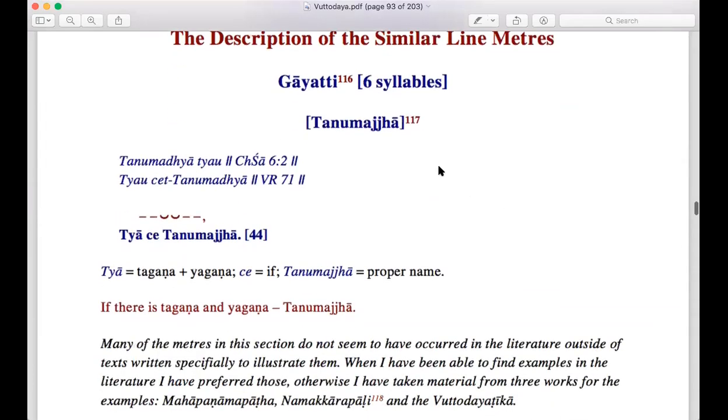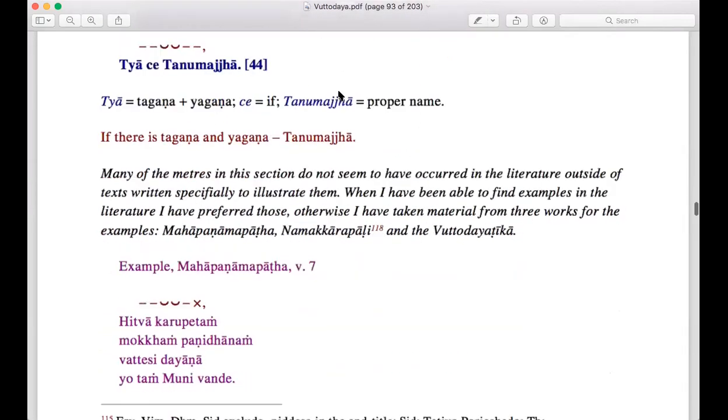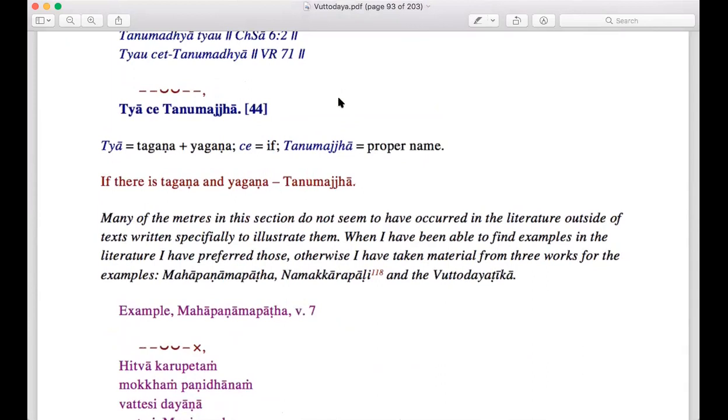It is Tanumajja. Tanumajja is the name of the verse, and it is included in the group Gayati Chanda. So let me recite the verse. Tyache Tanumajja. That is the verse. Only one line. So you can observe there are 6 syllables in this line. Tya is 1 syllable. Tya, che, 2, ta, 3, nu, 4, maj, 5, jha, 6, right? There are 6 syllables in this line.